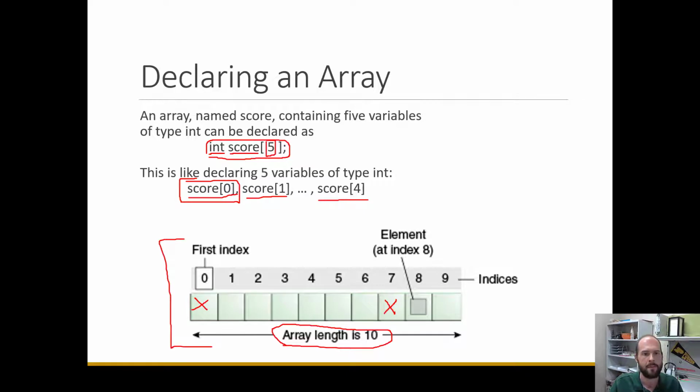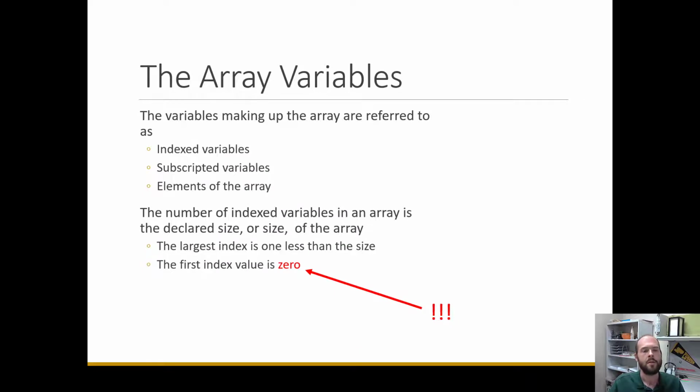And you create them just like you create a variable. It needs a type, and every element will have the same type. It needs a name, and then it needs a size. So the variables making up the array are elements. We already mentioned that.